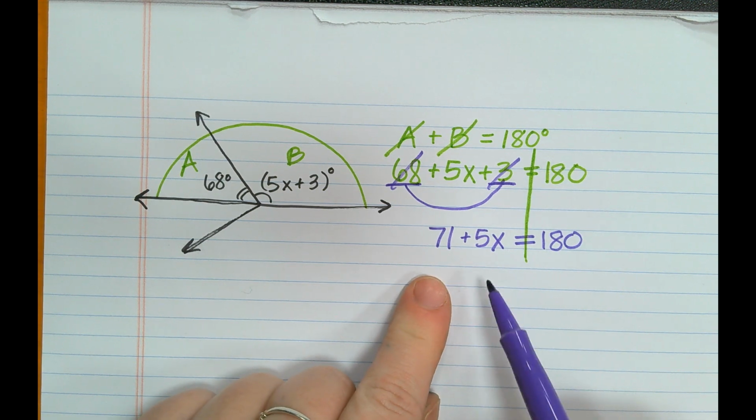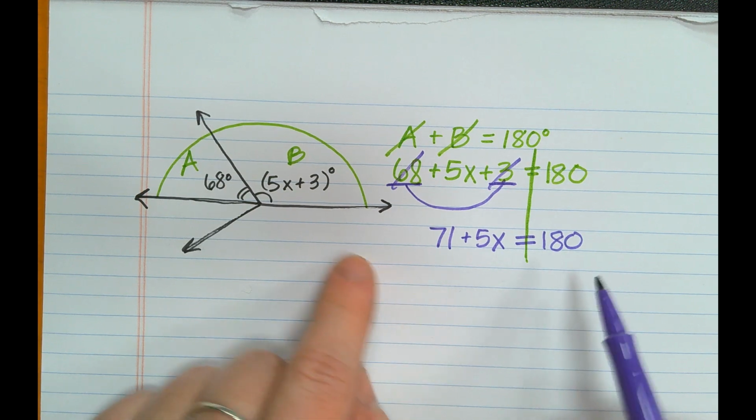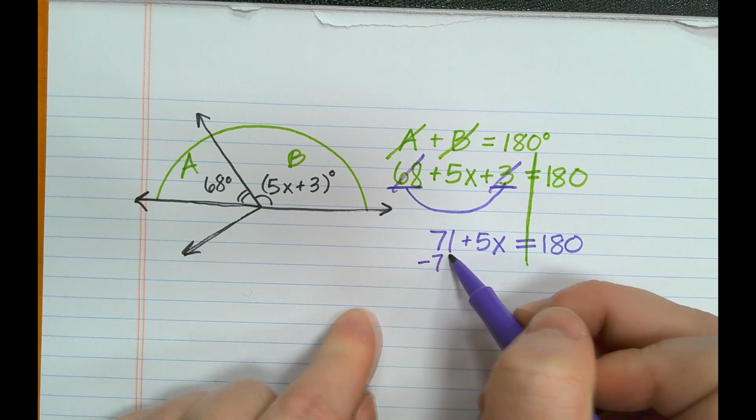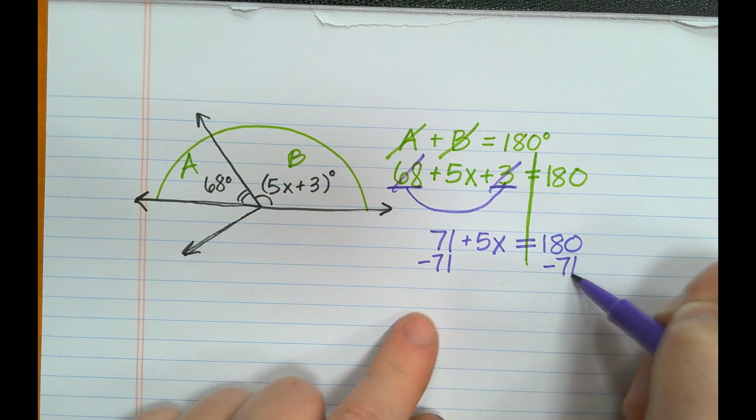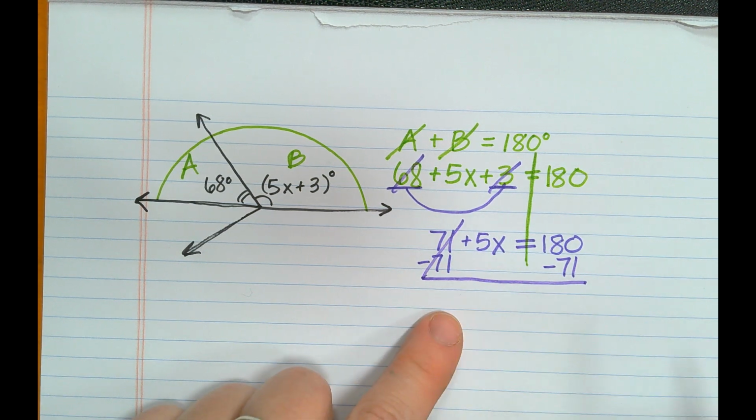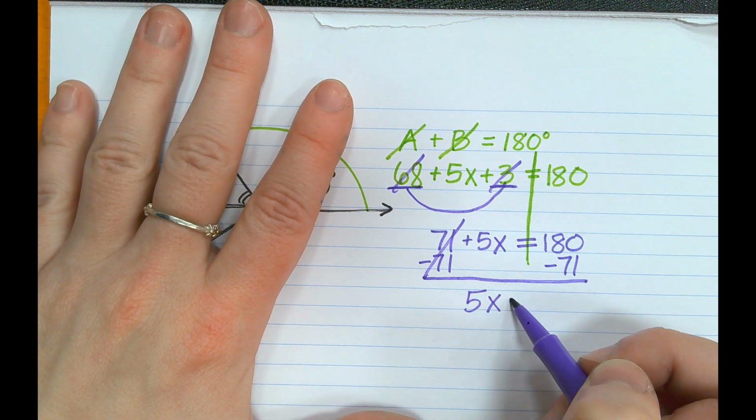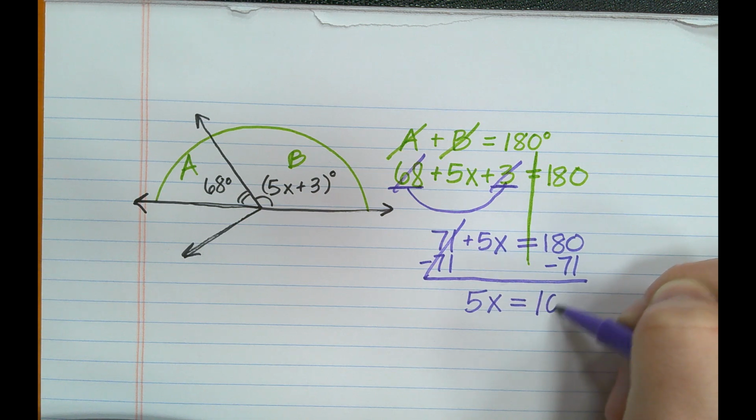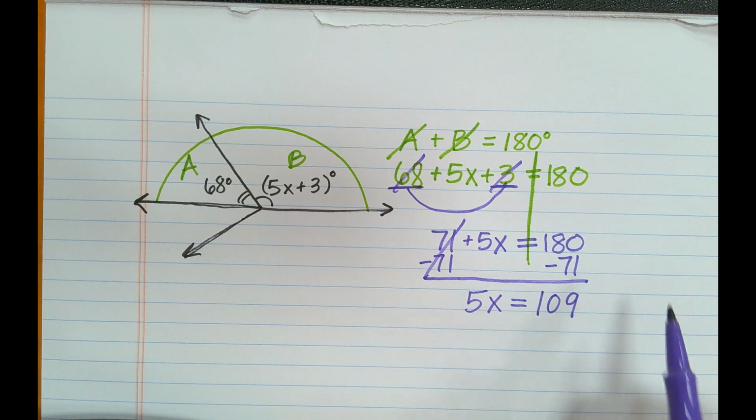Okay, so now we're here. What do I do next? Subtract. Yes. What am I subtracting? 71. Minus 71. Because we're trying to get x by itself. And this 71 is preventing me from having x all by itself. So let's subtract 71. So those will cancel. I'll be left with 5x equals 180 minus 71 is, I got 109. Did you guys get the same thing? Yeah. Awesome. Okay. And what's my last step?